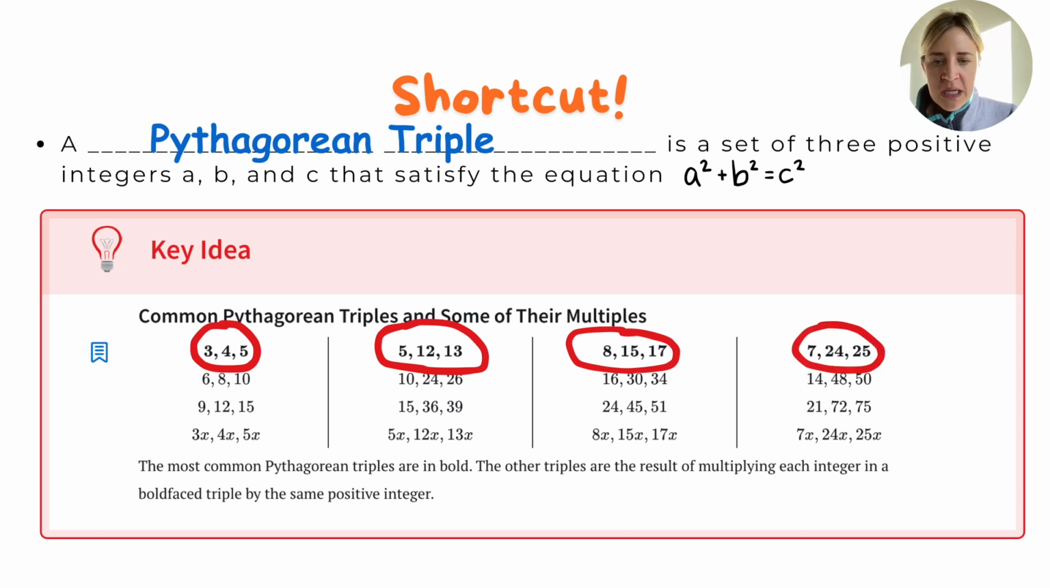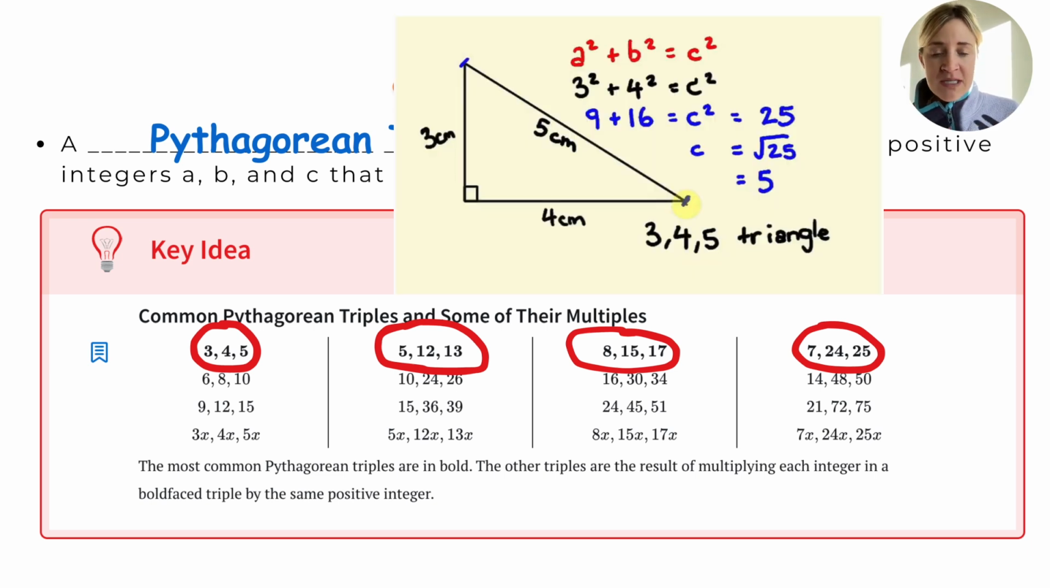So what those mean is if you had a right triangle and maybe you knew that the sides of the legs were 3 and 4. If you memorized that there was a Pythagorean triple known as 3, 4, 5, you actually don't even need to do the math, a squared plus b squared, to find that c squared. And you can just know that it's 5.